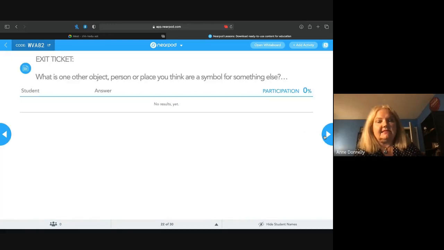So your exit ticket for today is going to be to write about one object or person or place you think is a symbol for something else in this book, right? You can share it with me now. Okay. Allison, what do you want? What are you going to say?